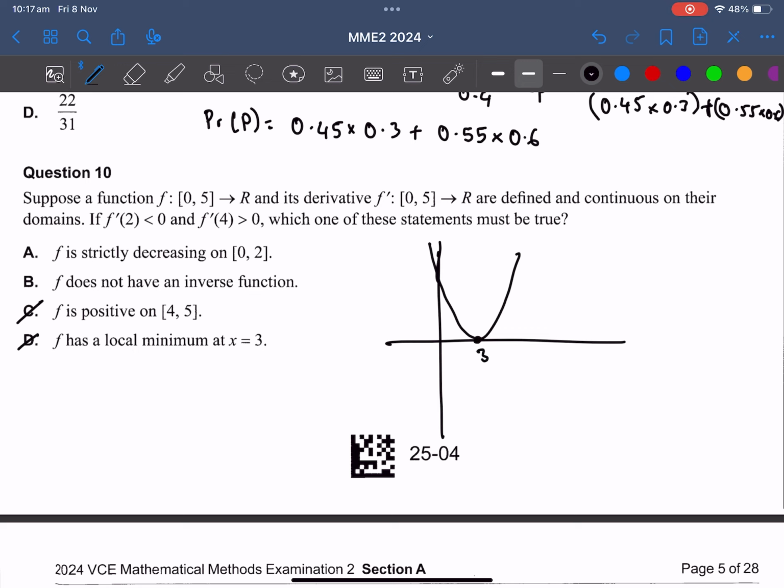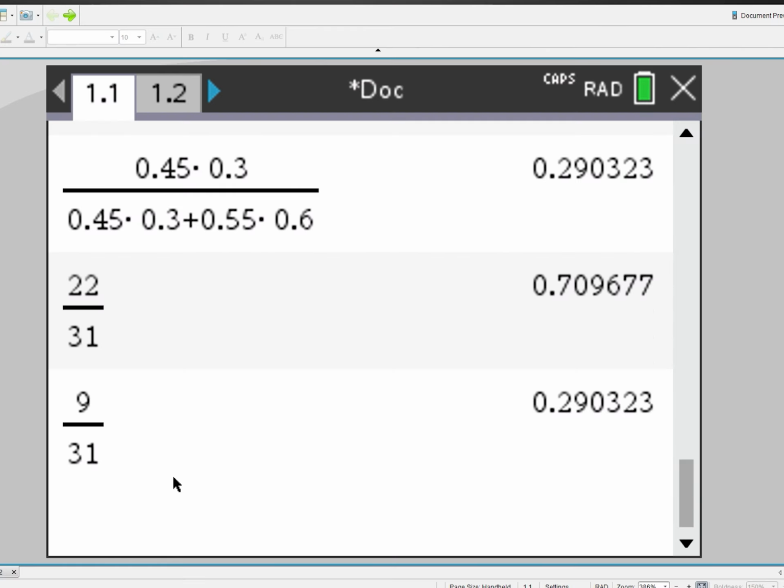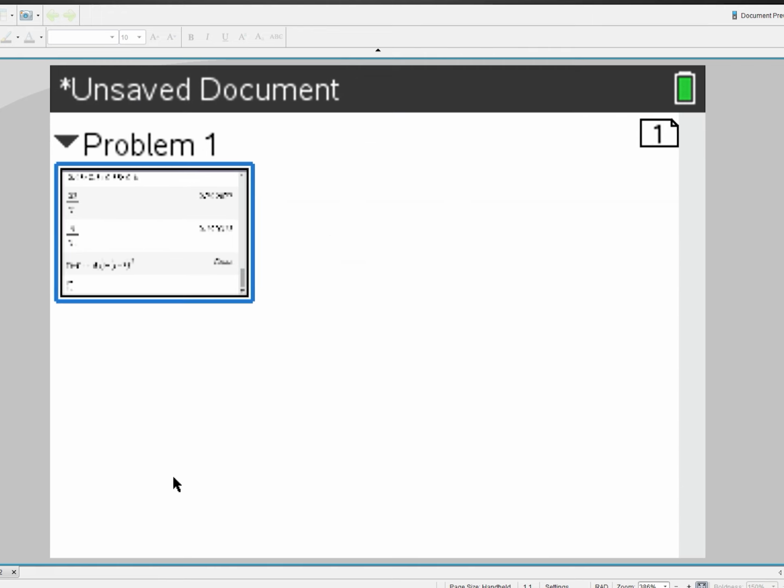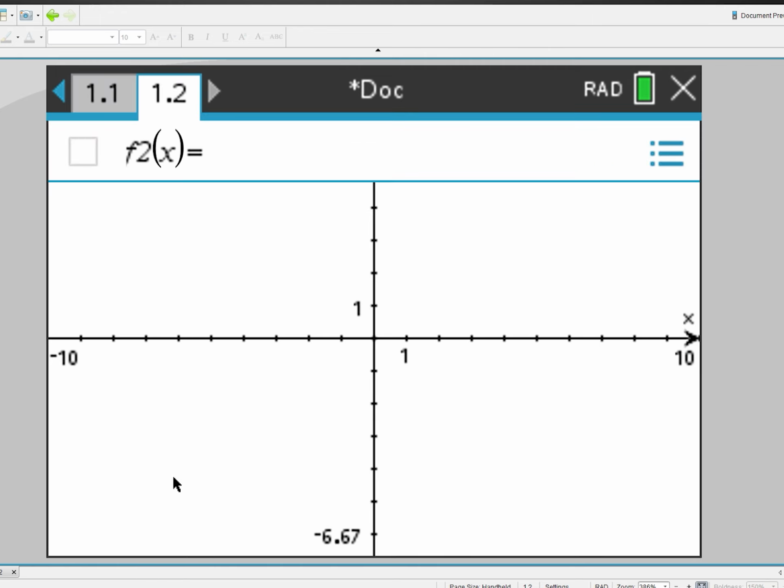So our domain is from 0 to 5. Okay, you know what, I'm going to plot this on CAS and see how we go. So define f of x is equal to x minus 3 whole squared. Okay, so I'm going to remove this window. So f of x, and we plot with the domain specified. So 0 less than x less than 5.